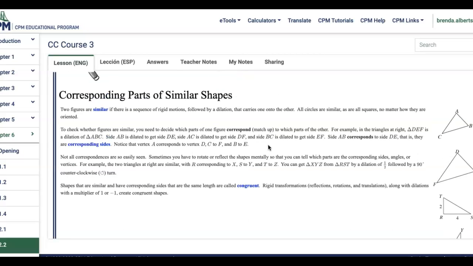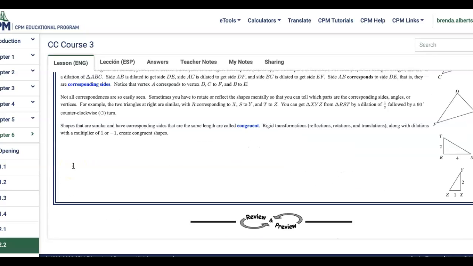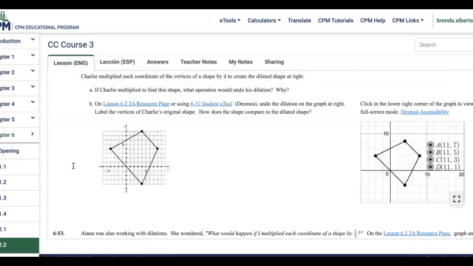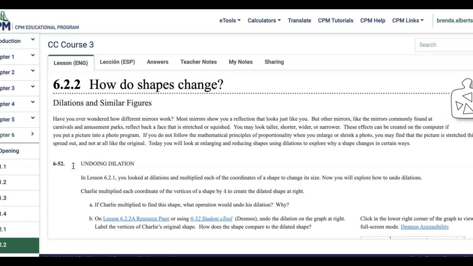The other part of the lesson that I would like you to look through is the vocabulary of what it means to have a similar shape, a congruent shape, and what corresponding sides and those kinds of things mean. And that pretty much wraps up our lesson for today, at least, on dilations.